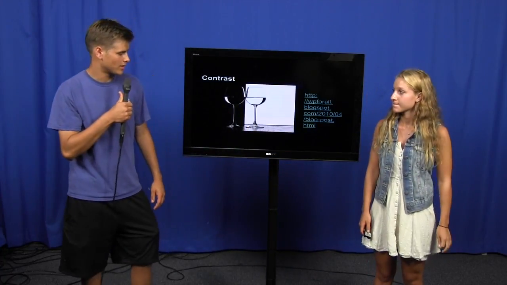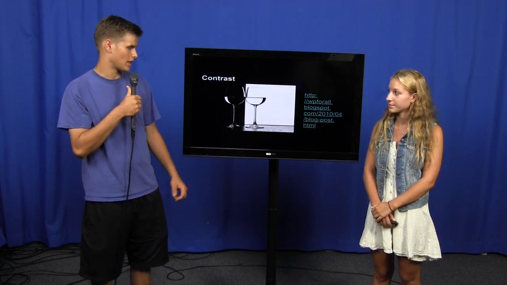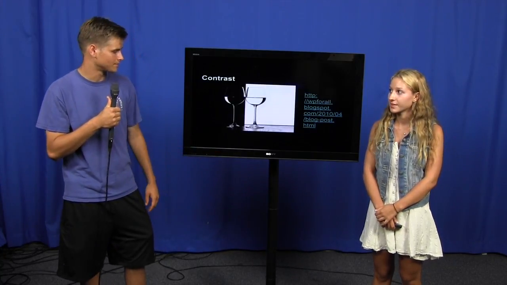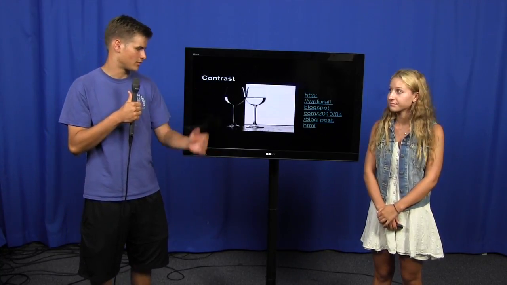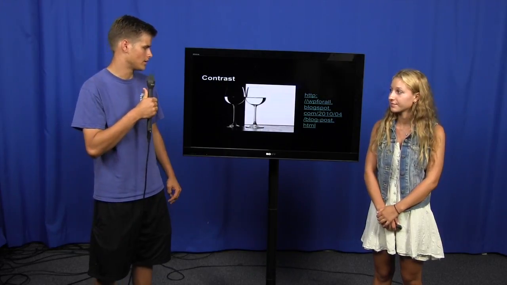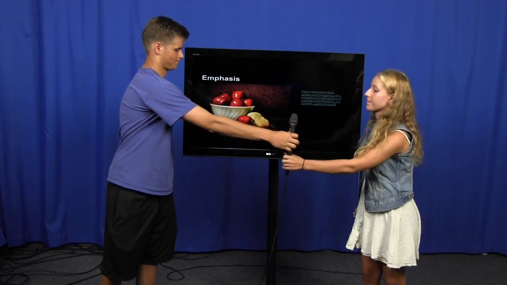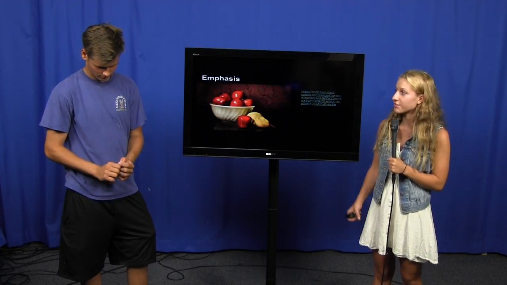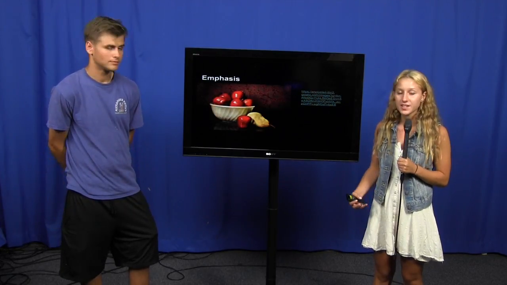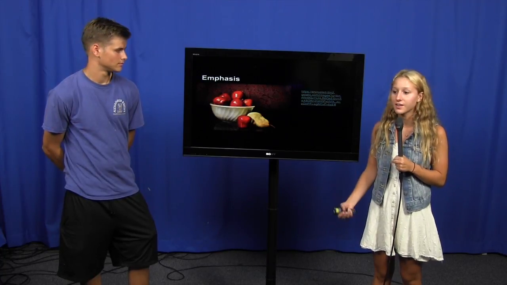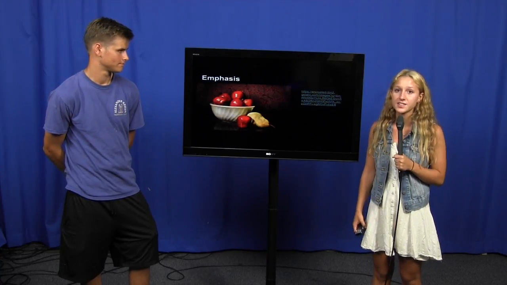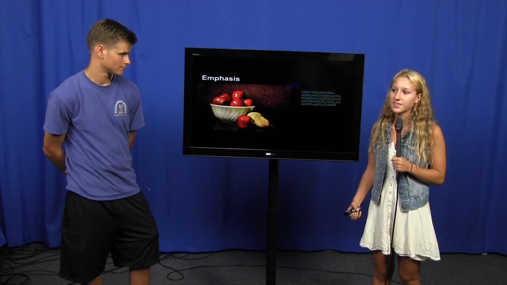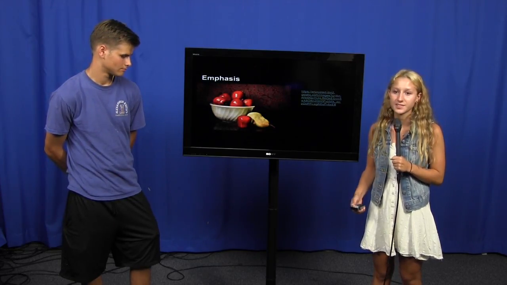And contrast is pretty obvious. I mean, black and white is the most basic form of contrast, but it's just the difference in colors or depth to provide appeal in an art piece. There's emphasis, which can be color emphasis. So for this, there's the red apples because red stands out very well. And there also can be emphasis with the size of objects in a picture or painting. So if there's a large object, that object will stand out the most.